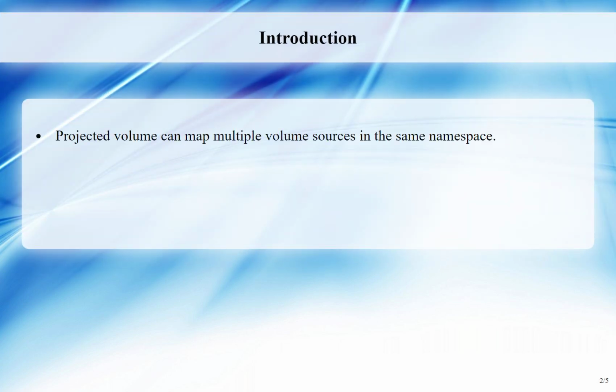The text describes how a projected volume can map various volume sources such as secrets, downward API, config maps, service account tokens, and cluster trust bundles into the same directory. These volume sources must be in the same namespace as the pod.